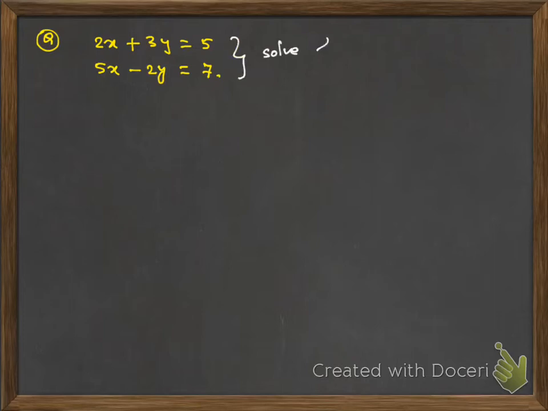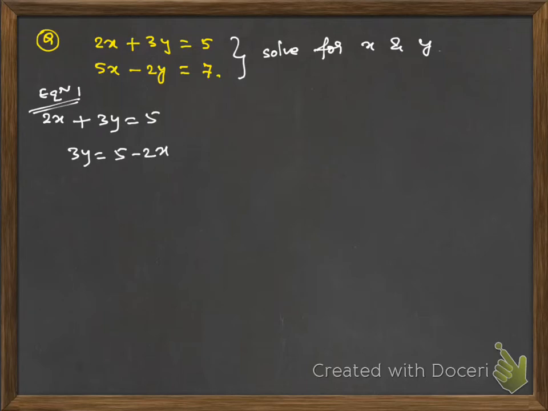Now I will show an application based on this. For example, let us say the equations given to you are 2x plus 3y equal to 5, and 5x minus 2y equal to 7. How are you supposed to solve for x and y? From equation 1, you have 2x plus 3y equal to 5. That means 3y is 5 minus 2x, so y is (5 minus 2x) by 3.